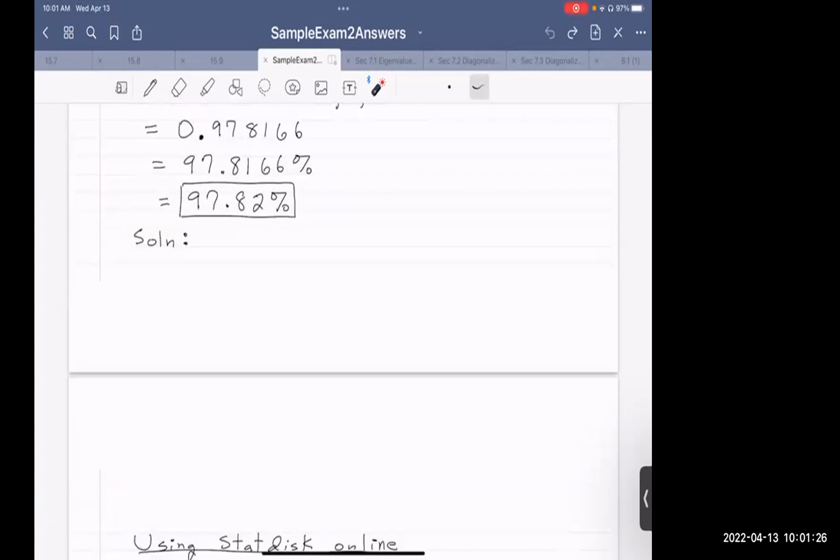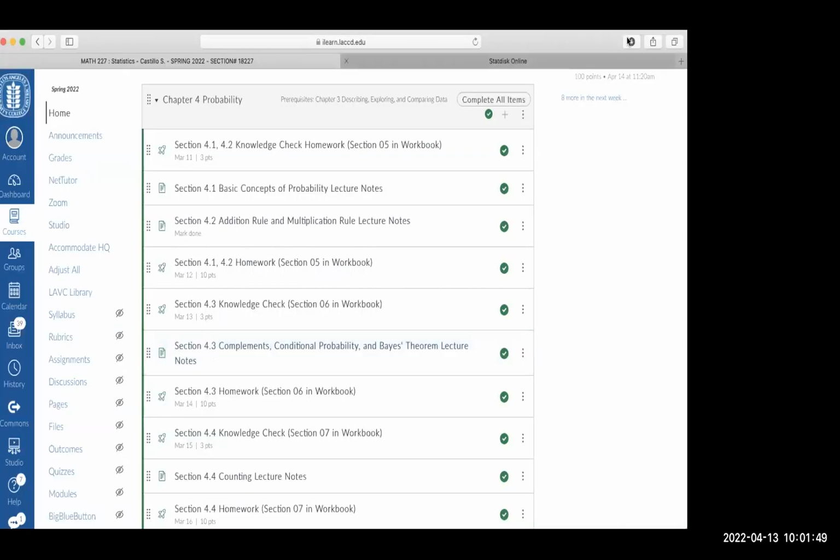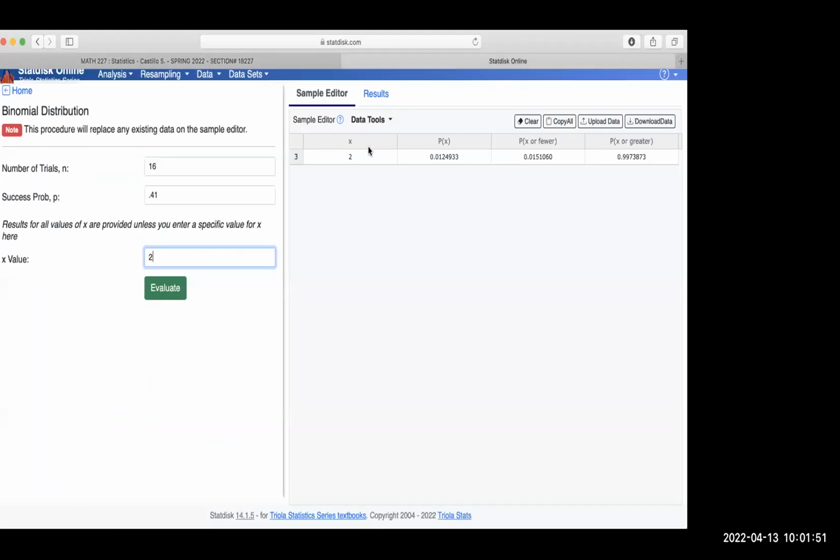Okay, we can also use StatDisk. So let's use StatDisk. And so we have a binomial distribution. N equals 8, P is equal to 0.38. I want to find the probability that X is greater than or equal to 1. And so let me use StatDisk to do this.